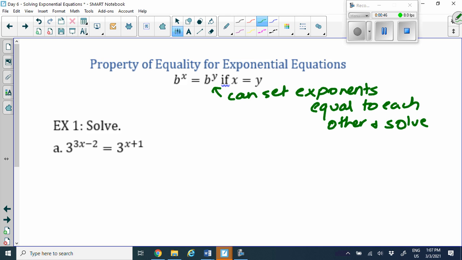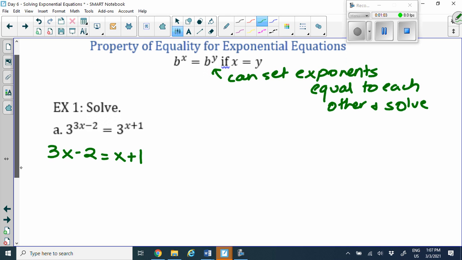So let's go look at example 1. We have 3 to the 3x minus 2 power equals 3 to the x plus 1. Notice that the base on both of the exponentials are exactly the same. So that means we can just set the exponents equal to each other. So I have 3x minus 2 equals x plus 1.